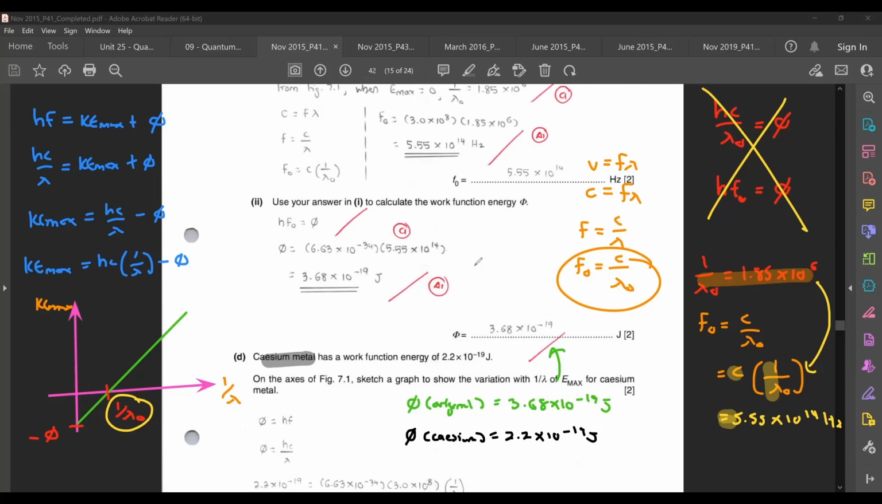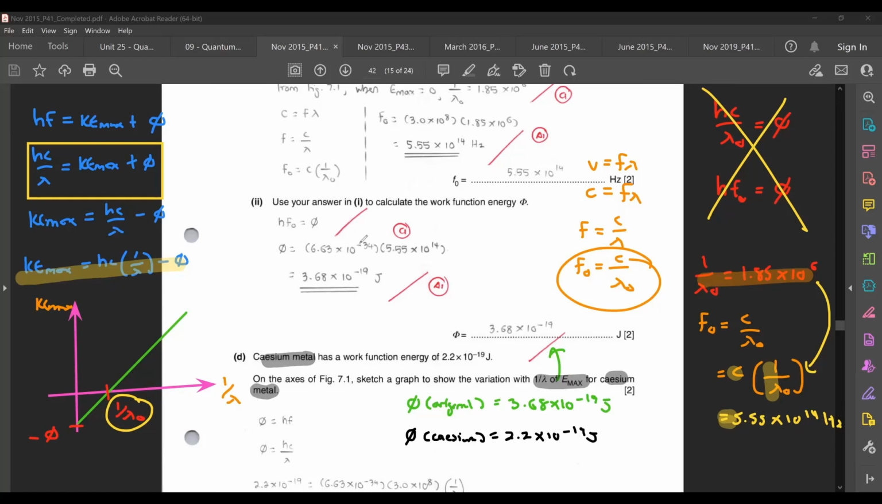You want to sketch a graph to show the variation with 1 over lambda of Emax for cesium metal. Okay, so you know by right, it should still follow this equation because it's photoelectric emission. It should still follow the photoelectric equation over here, such that if you were to plot a graph of K max versus 1 over lambda, you should get a straight line graph with a negative y-intercept. Okay, so that's the idea here. But there are a few things to note from there.